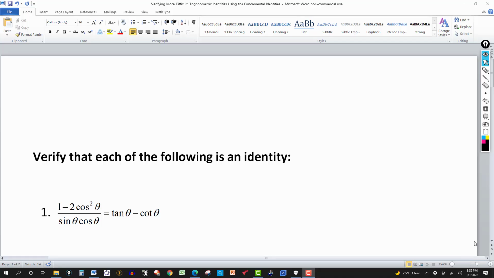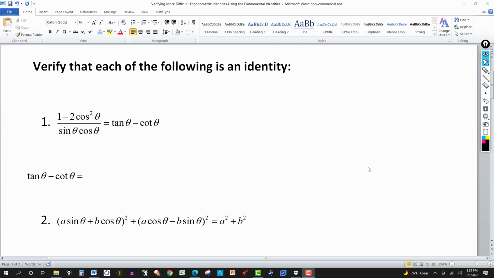In this video, we're going to continue with the verification of more trigonometric identities. These will be a little bit more difficult than the ones we've had so far. Just a little bit. We'll still be using the fundamental identities from trigonometry, along with, of course, some basic algebra. So let's look at the first one.